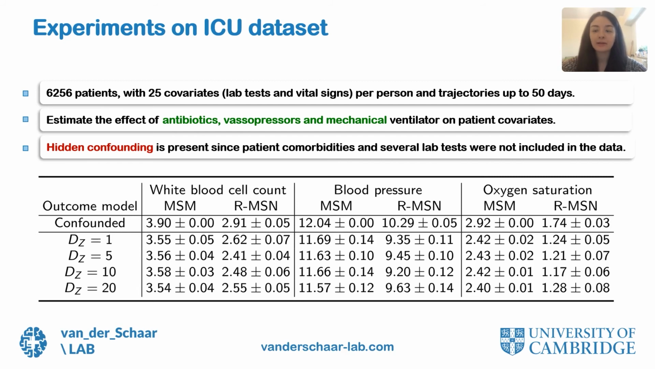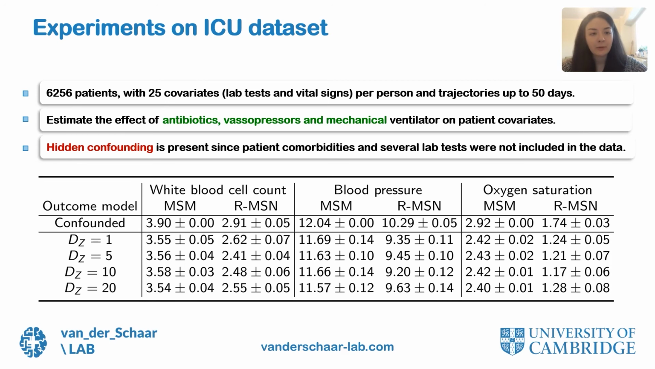In this experiment, the aim was to evaluate the effect of treatment on the following patient covariates: white blood cell count, blood pressure, and oxygen saturation. And hidden confounding is present in this dataset, as patient comorbidities and several lab tests were not included. However, since this is a real dataset, it is not possible to evaluate the extent of hidden confounding or to estimate the true oracle treatment responses.